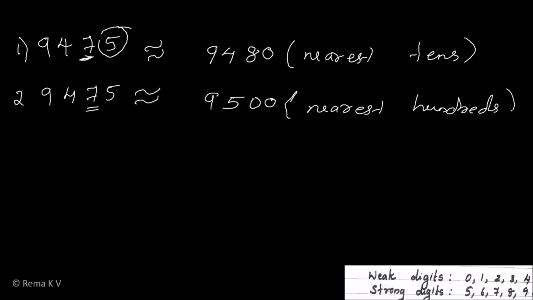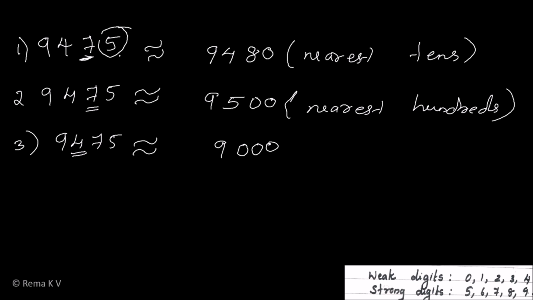And now the third one is the same, we are going to round off to the nearest thousands. So 9,475 rounded off to the nearest thousands means ones place, tens place and hundreds place to be 0. Now you have to check the hundreds place digit. It is a weak digit. So write the same number here. 9,475 is rounded off to 9,000.